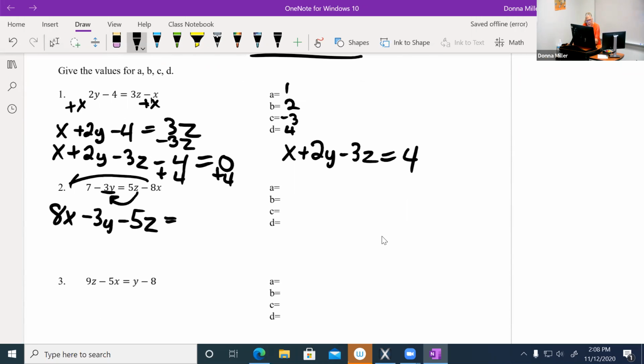And then the 7 has to go from the left to the right. So the 7 is going to become a -7. See, I just switch them, change the signs. All right. So the x coefficient is 8, y is -3, z is -5, and the answer is -7.